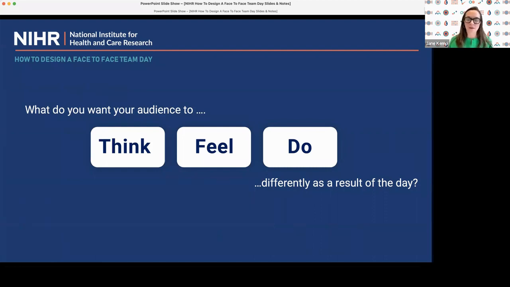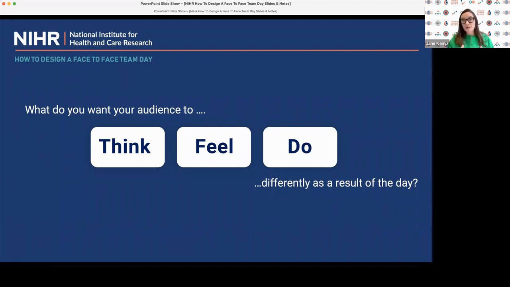Equally, if it's an idea generation session, at the end of the day, what do I want people to think, having generated all these ideas? I want them to think we've got lots of possibilities. We've got some brilliant ideas and we know what we're taking ahead. I want them to feel energized. I want them to feel excited about the ideas that we're choosing to progress. What do I want them to do? Those next steps, those actions to making sure that this happens.